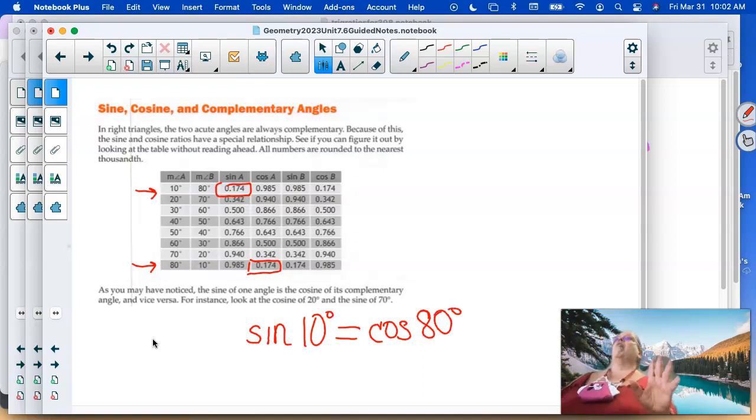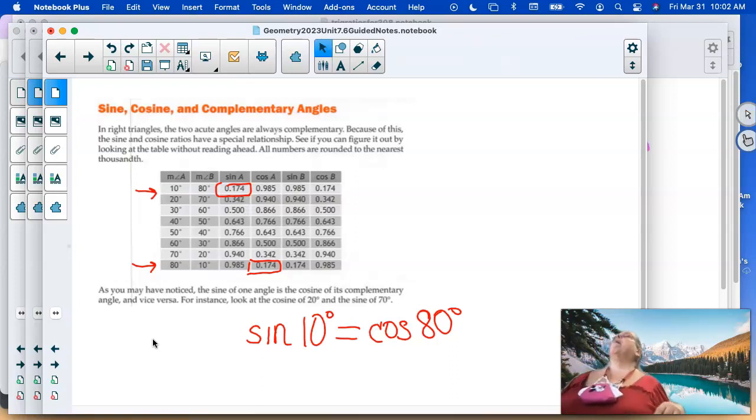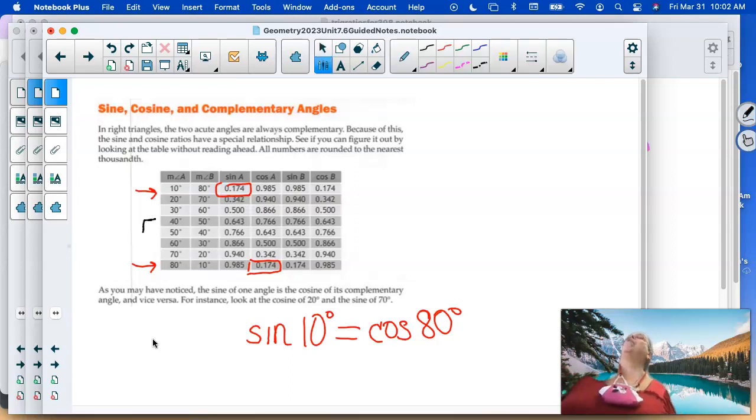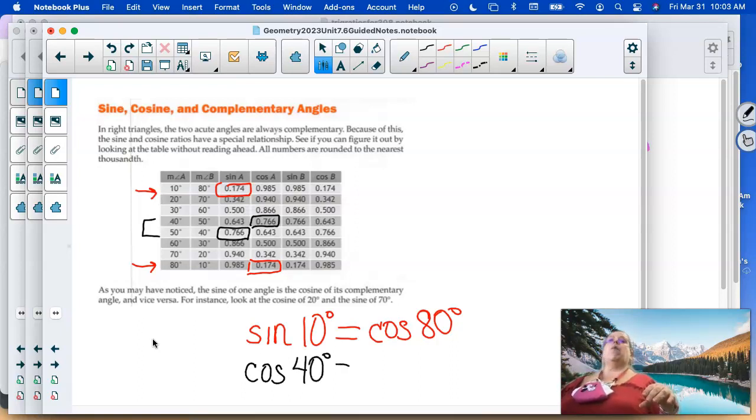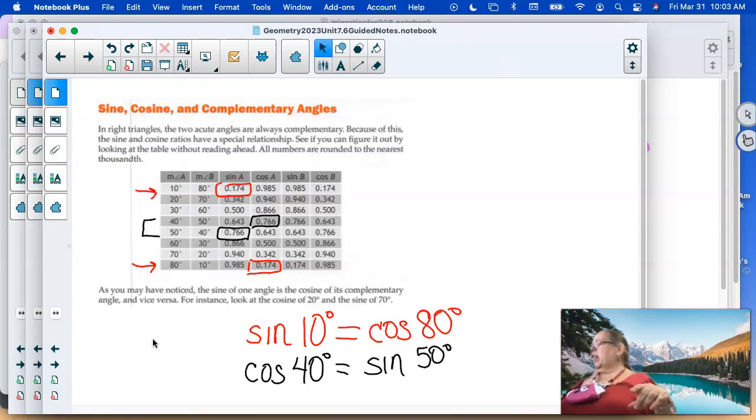Let's look at that another way. Let's look at 40 and 50. We're going to look at the cosine of 40, and look at the sine of 50. The cosine of 40 equals the sine of 50, and 40 and 50 equal 90. So the sine of an angle is equal to the cosine of its complement. I'm going to stop here because I don't want it to be too long, and we will continue in another one.